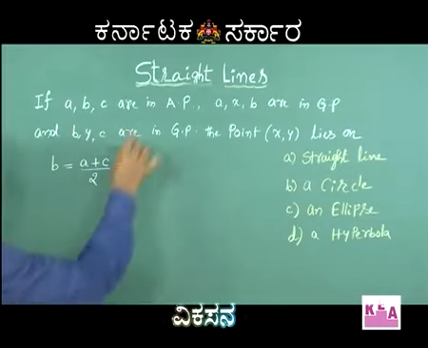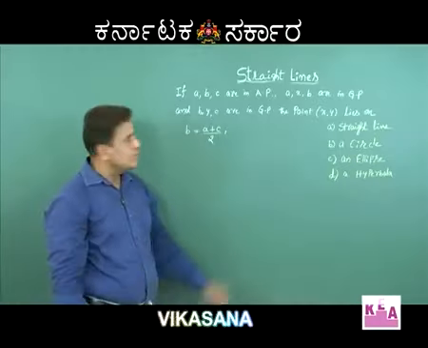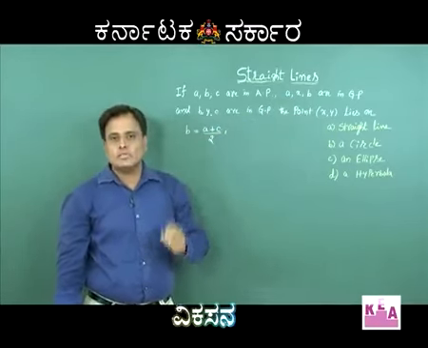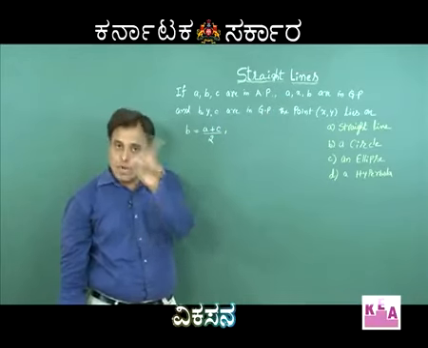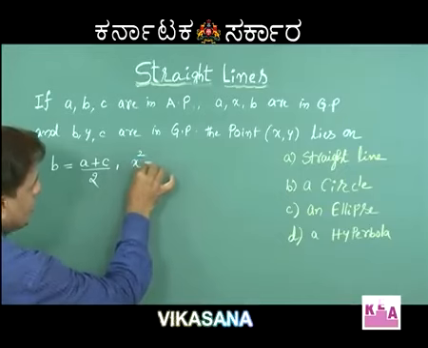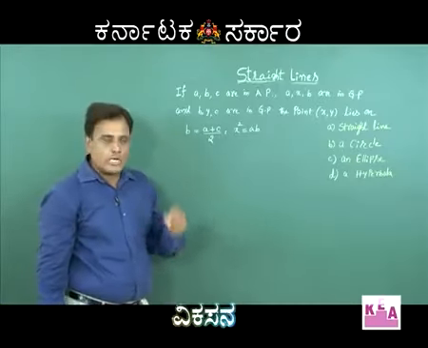And here A, X, B are in GP. Here X is called the geometric mean between A and B. Geometric mean between A and B is equal to the square root of AB. That means X square is equal to AB, so X is equal to the square root of AB.